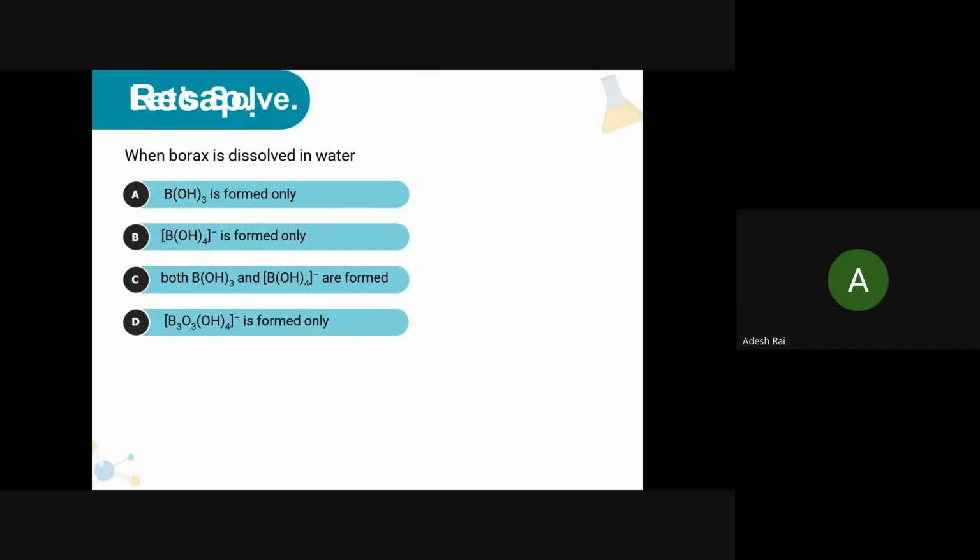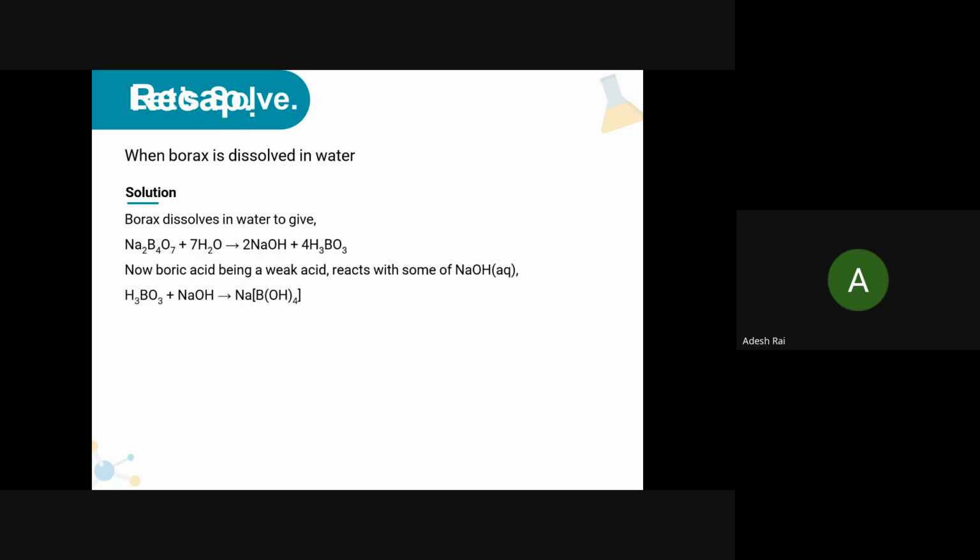So here the correct answer is option C. Very famous example. I was expecting everyone to answer this because I have repeated it at least 4 or 5 times. Aqueous solution of borax is an acidic buffer. We have done this in ionic equilibrium. This I have repeated only twice or thrice. Please be careful.